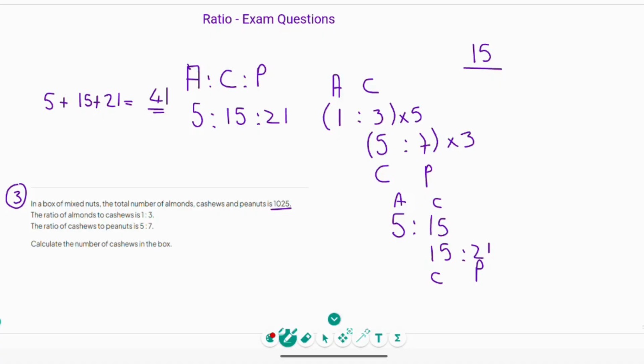So the 41 boxes is 1,025 nuts in total. So 1,025 divided by 41 is equal to 25. Each box is 25. Calculate the number of cashews. 15 parts, 15 boxes for cashews. So 15 times 25 is 375. So there are 375 cashews in the box.